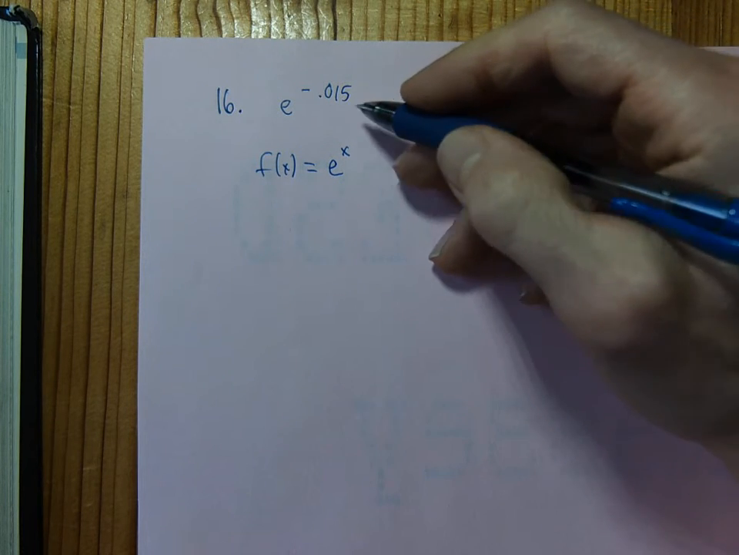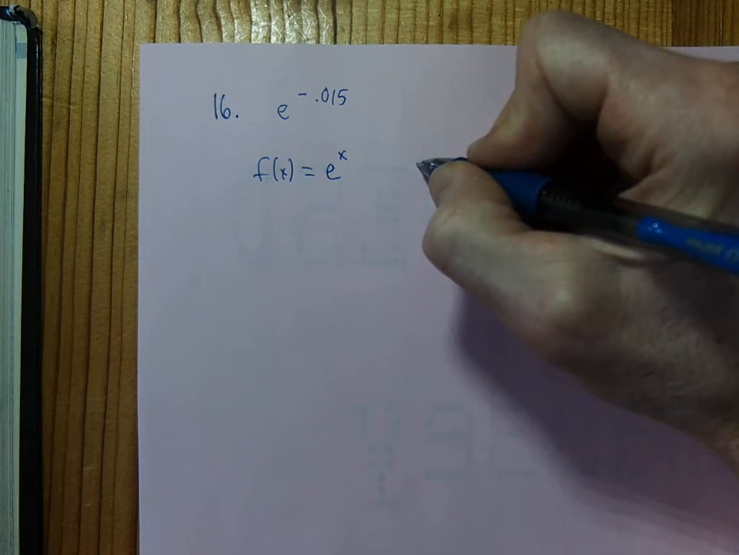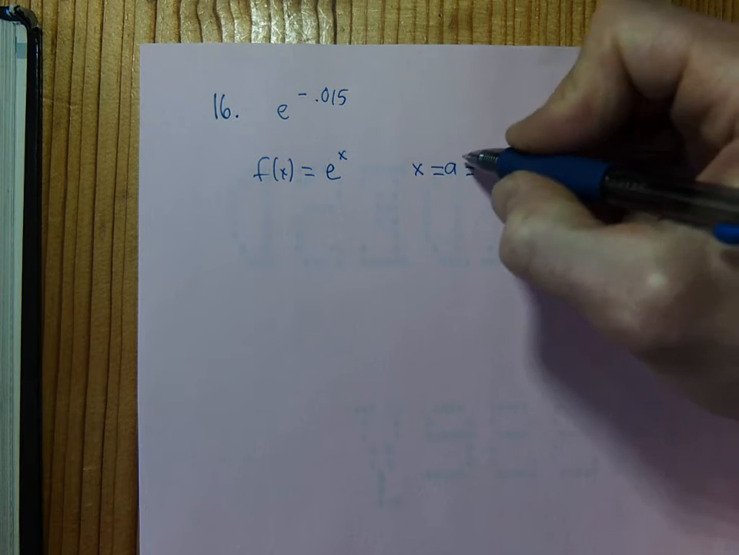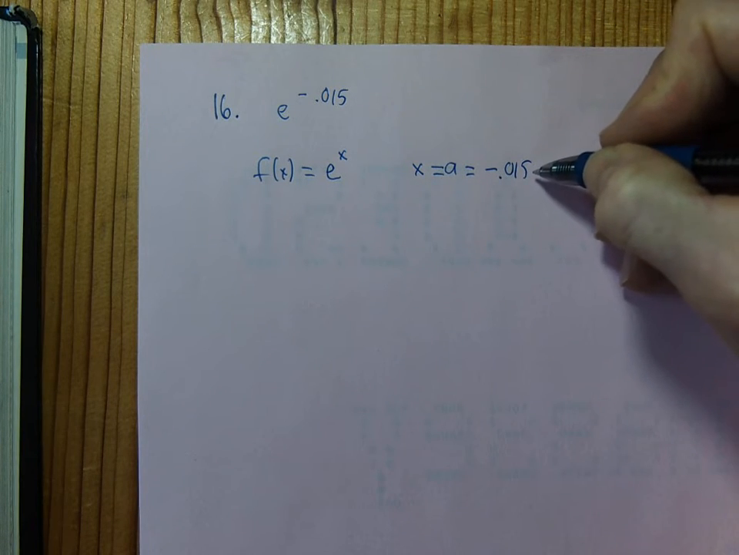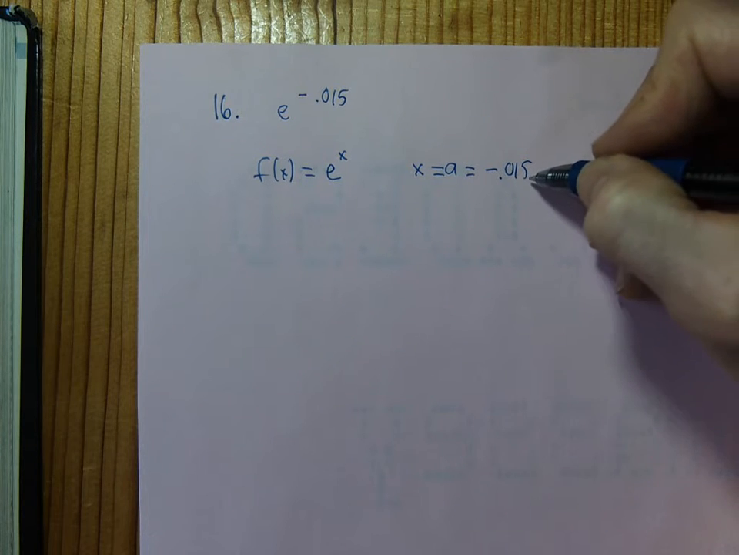Clearly it's e to the x, and we want to know when x, which we can call a, just like the book, is equal to negative 0.015. Notice negative 0.015 is pretty darn close to 0. That's a really small number. So what you always do is choose a number that's easy.